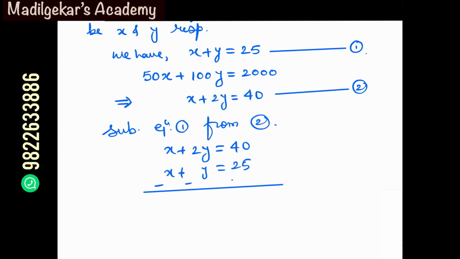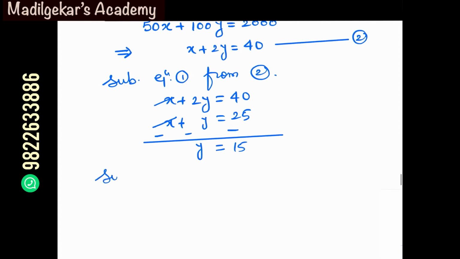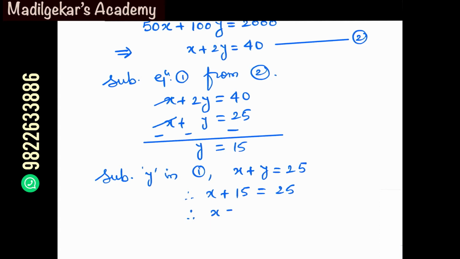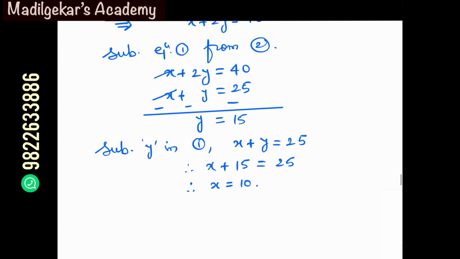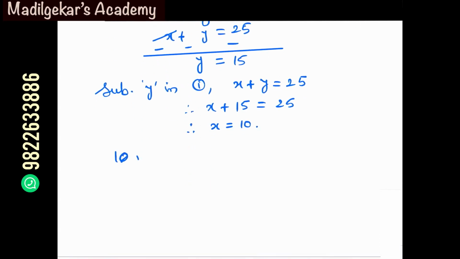On subtracting, X gets cancelled. 2Y minus Y is Y. 40 minus 25 is 15. So Y is 15. Substituting Y in equation 1, that is in X plus Y equals 25. So X plus 15 equals 25. So X is 10.